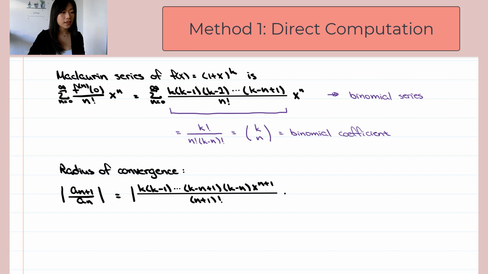1 over a_n is n factorial divided by k times (k minus 1) until (k minus n plus 1), then times x to the power of n. We can notice that these terms can cancel out with this term. And n factorial divided by (n plus 1) factorial also equals 1 over (n plus 1). So this equals the absolute of (k minus n) divided by (n plus 1), then times the absolute of x.